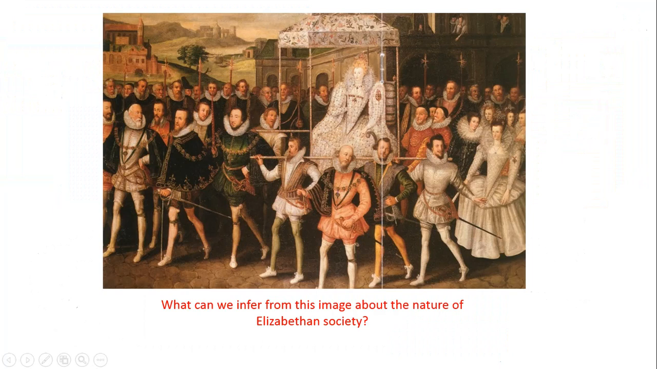Okay, so we come to our first task, which is an inference task. You've got this image and you've got this question on the first page of your lesson pack. Remember, when we are inferring, we are trying to say what the source suggests about the particular focus of the question. So what does this source suggest about the nature of Elizabethan society? You need to make two inferences, and you need to be able to support those inferences based on something that you can see in the particular image.